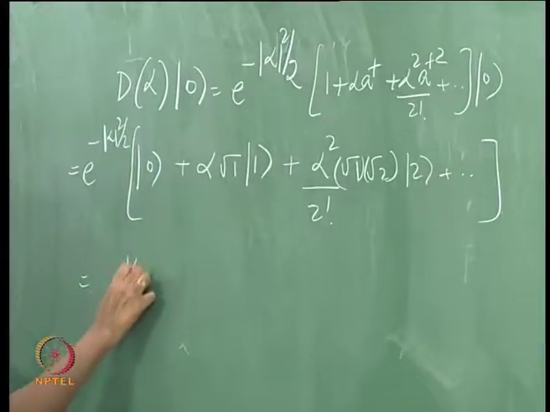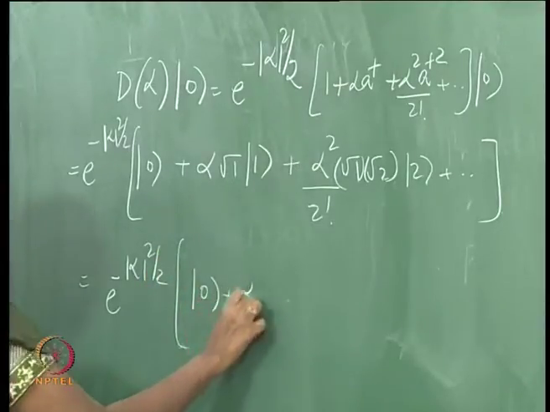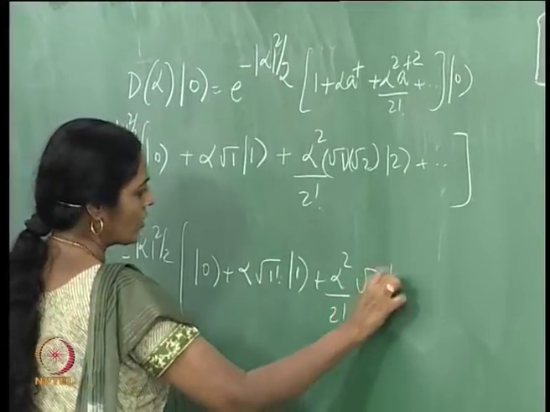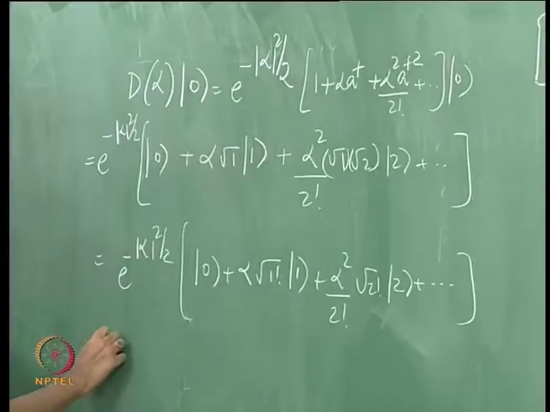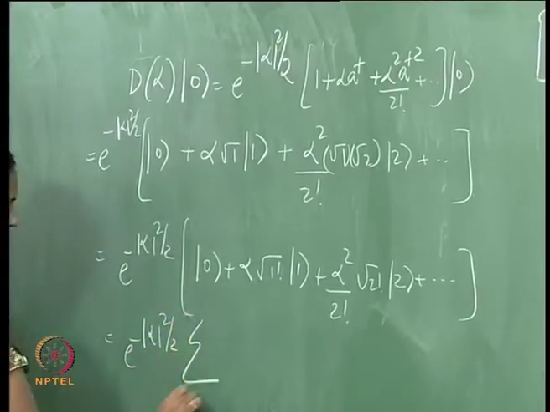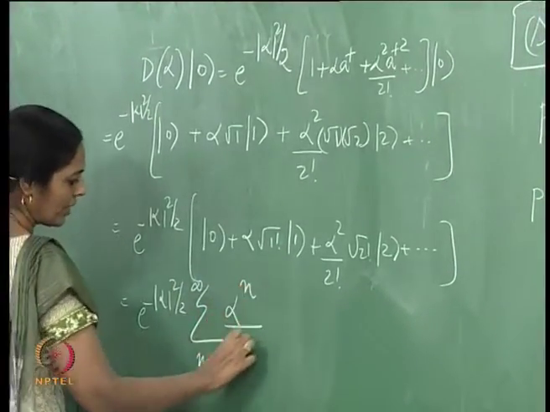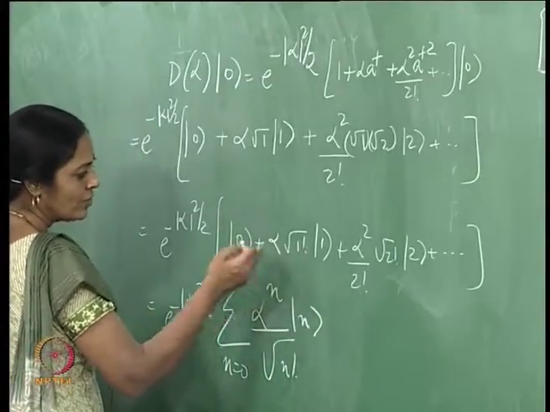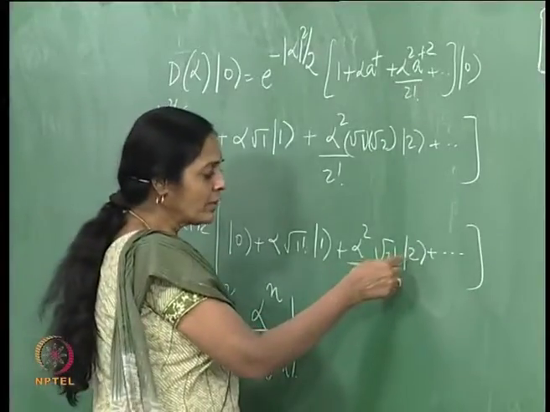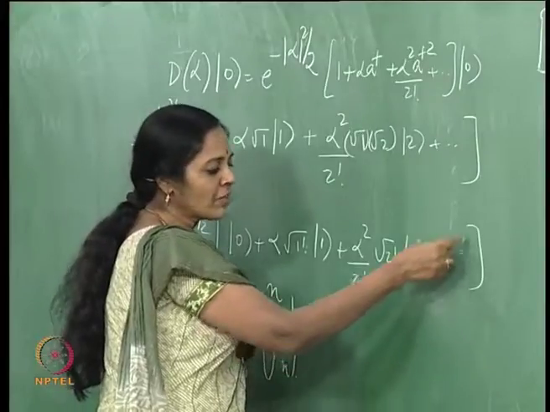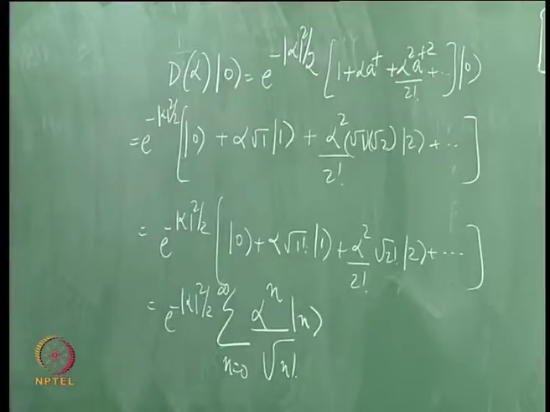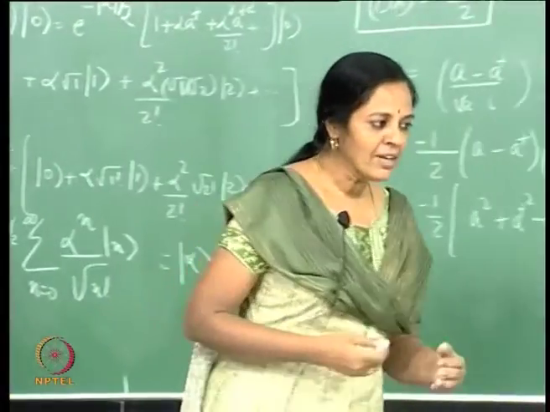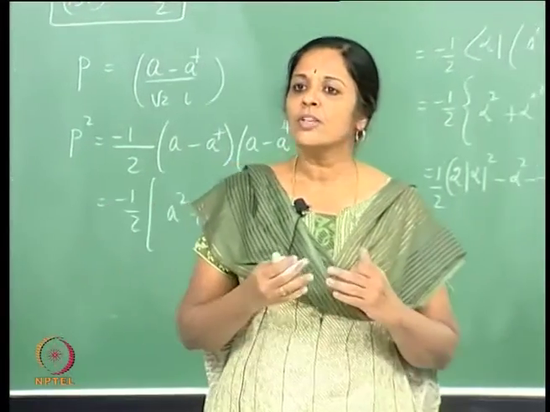And now the structure is clear. This is e to the minus mod alpha squared by 2 [ket 0 plus alpha over root of 1 factorial ket 1 plus alpha squared by root of 2 factorial ket 2] and so on. This is really e to the minus mod alpha squared by 2 summation n equal to 0 to infinity alpha to the power of n by root n factorial ket n, because that gives me a root 2 factorial in the denominator. This could be written as a root 1 factorial in the denominator. The next term will give me a root 1 into root 2 into root 3 in the numerator. The denominator will have a 3 factorial, therefore I pull out a root 3 factorial in the denominator and so on. So this is what I have, but this is simply the coherent state ket alpha, and therefore I have an operator which acts on ket 0 to give me ket alpha.